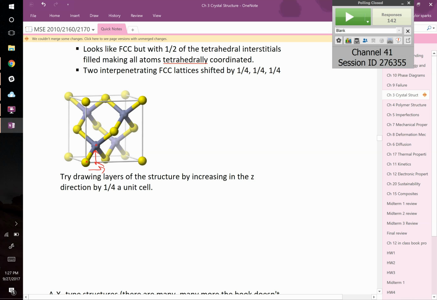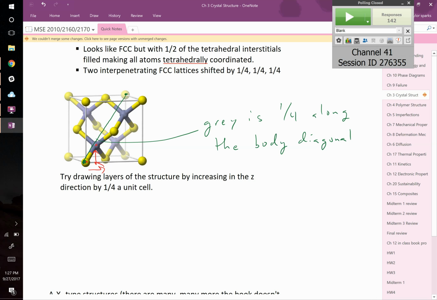So again, to clarify where that's at, if you were to draw a line from this back right top atom up here and you were to draw that all the way down to this front bottom left atom, that gray atom would be 1/4 of the way along that line. Gray is 1/4 along the body diagonal. Can I answer any questions about that? I'll bring in some models next class and it might make these a little bit easier to see.